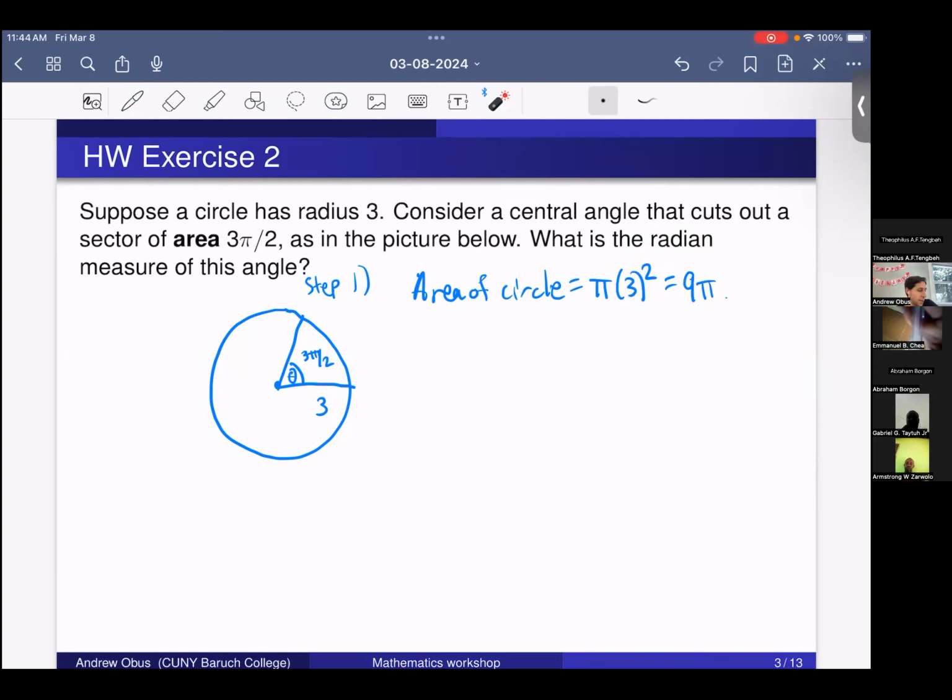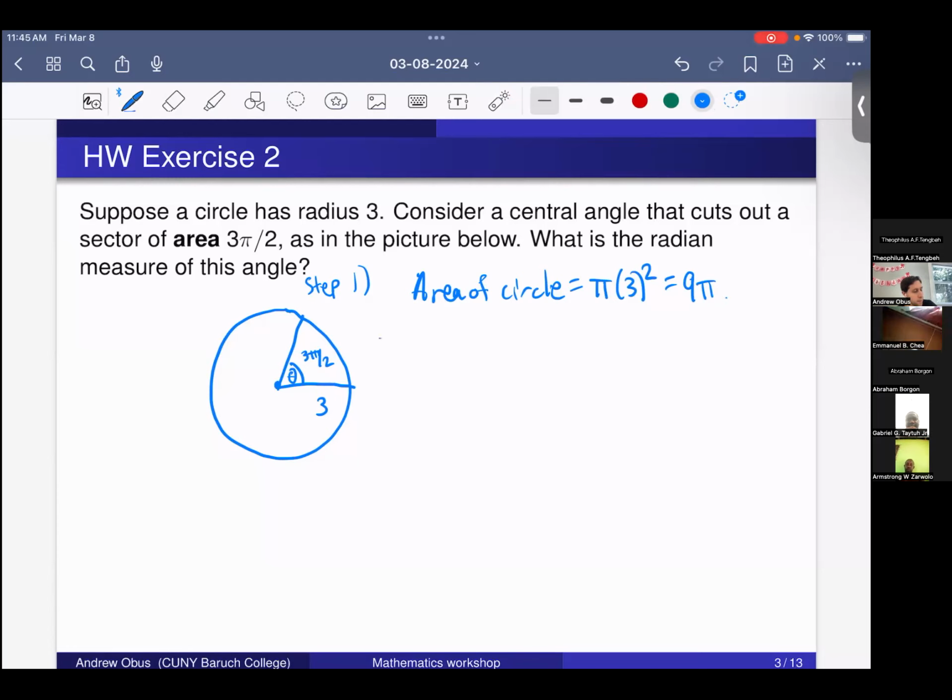So does anybody want to say, okay, so the area of the whole circle is 9 pi. The area of this sector is 3 pi over 2. So anybody has an idea what's the next step? Yes, Gabriel? Since we already know the area of the sector, find the angle theta. Right. So how do we find that?